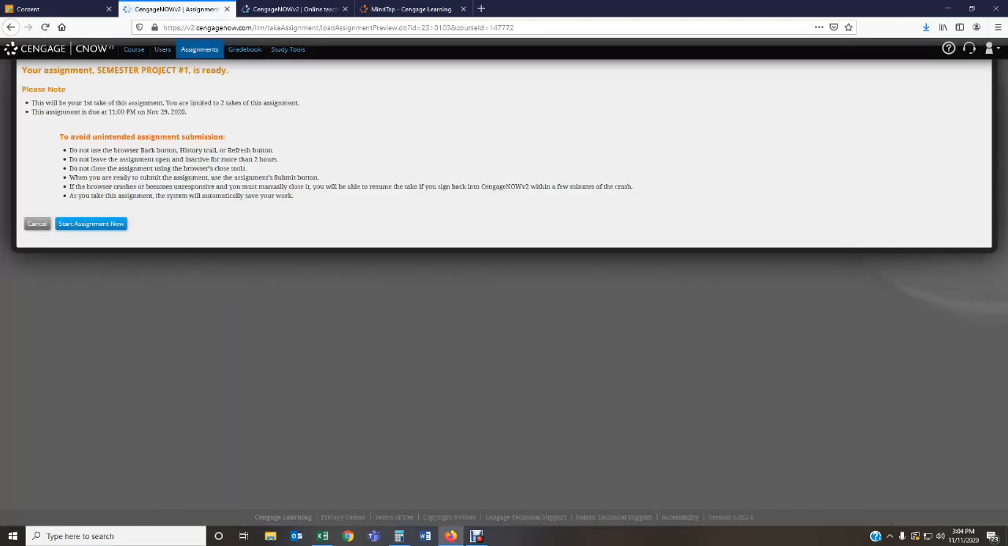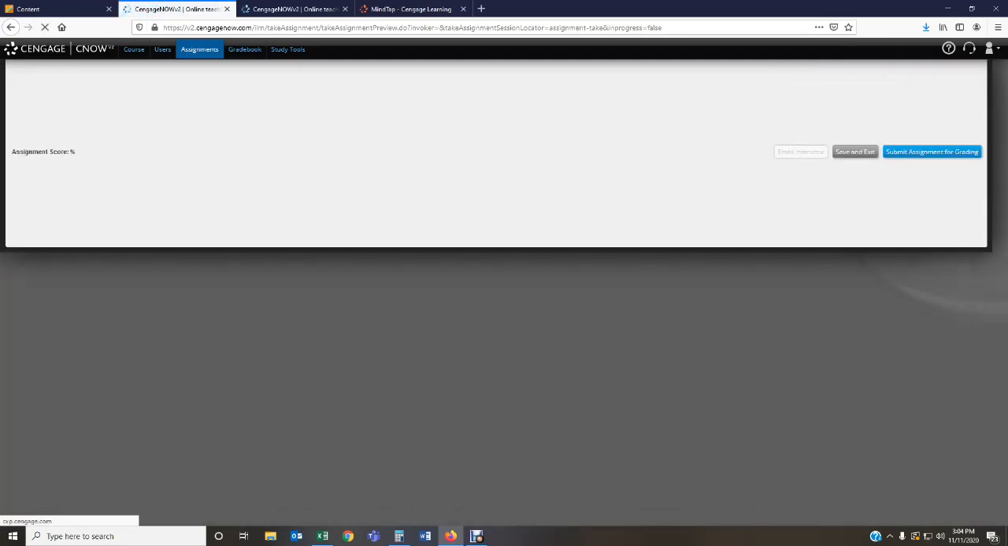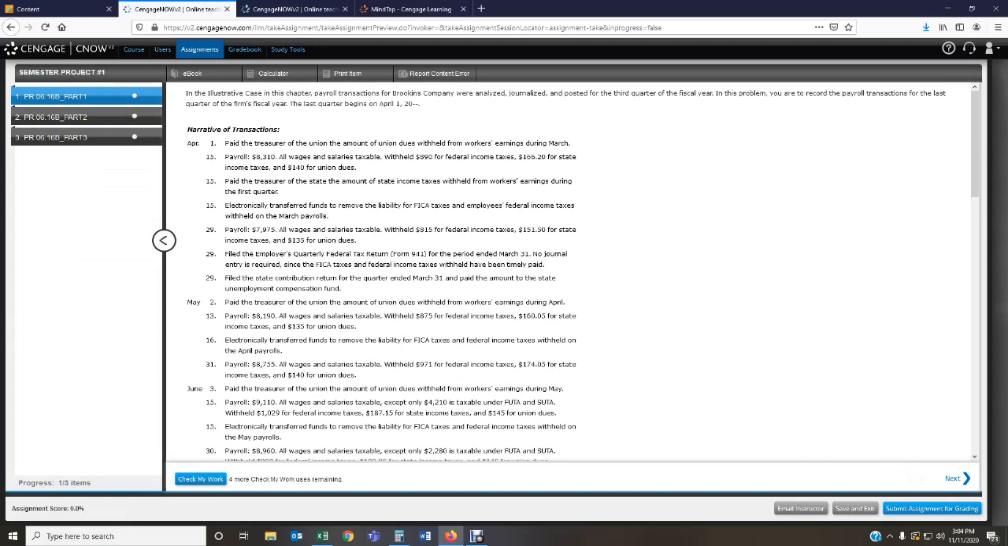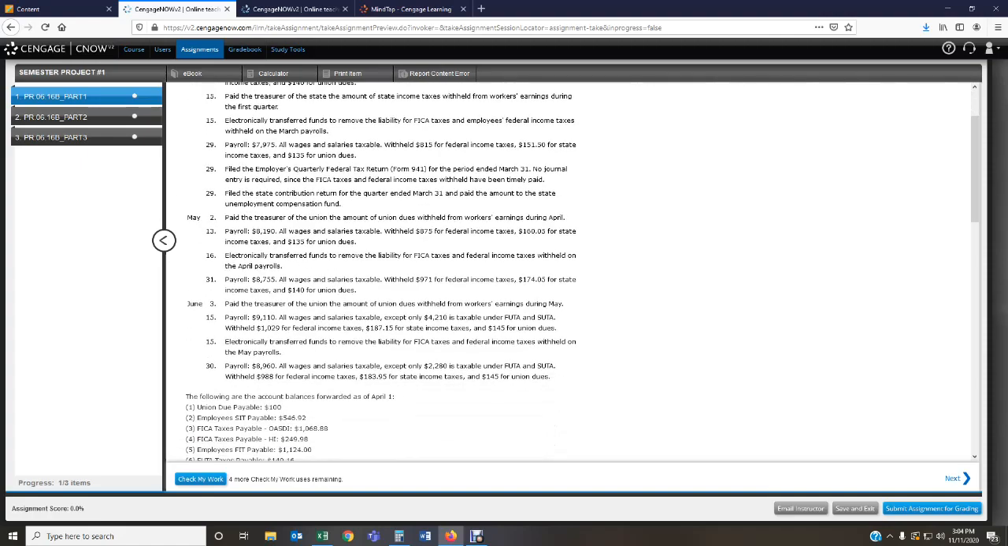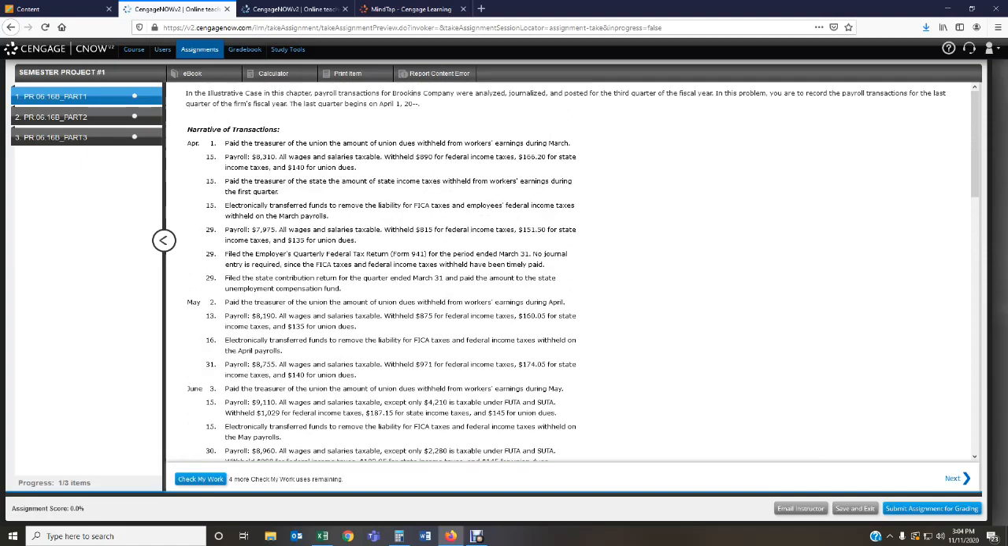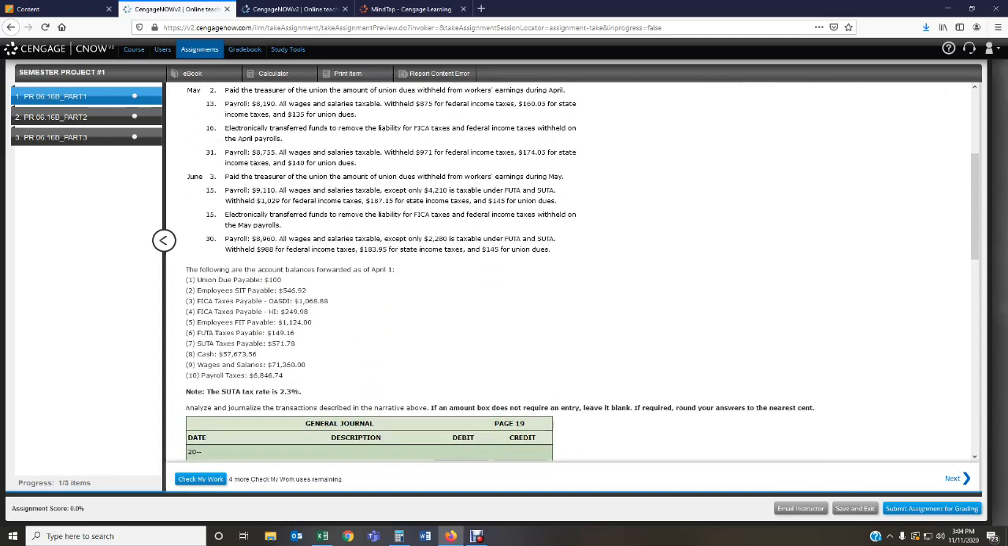Okay, so this is how it's going to look. You're going to start the assignment. The assignment has 3 parts. In the instructions it tells you that you are going to analyze and journalize entries for the 3rd quarter of the fiscal year, and you're going to have to record payroll transactions for the last quarter of the fiscal year. The last quarter begins on April the 1st. So you're given a narrative of transactions. Transactions happen April, May, and June. So you're going to have to analyze all of these transactions.